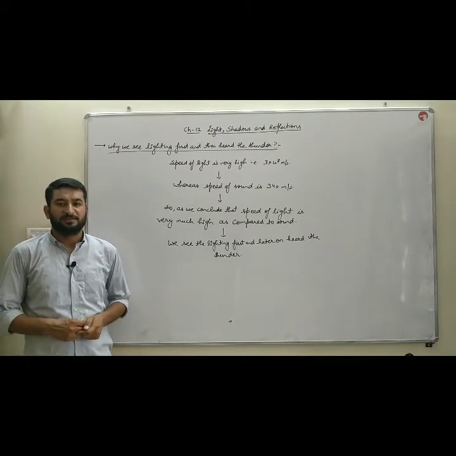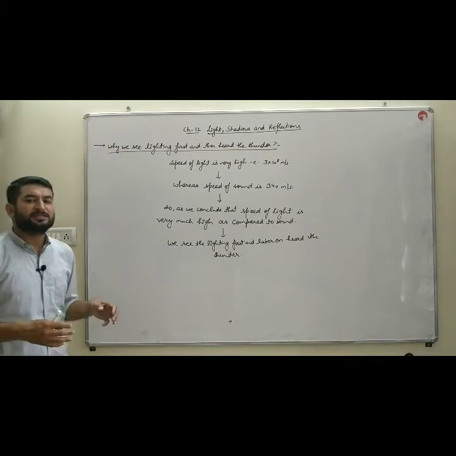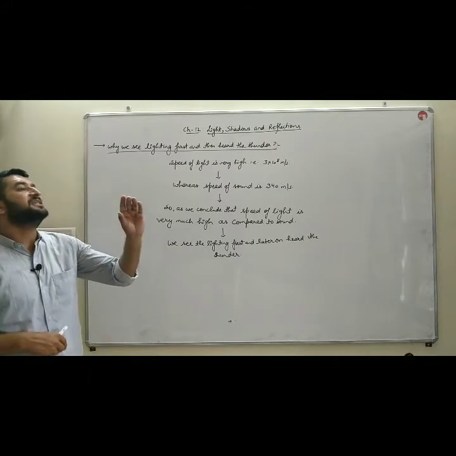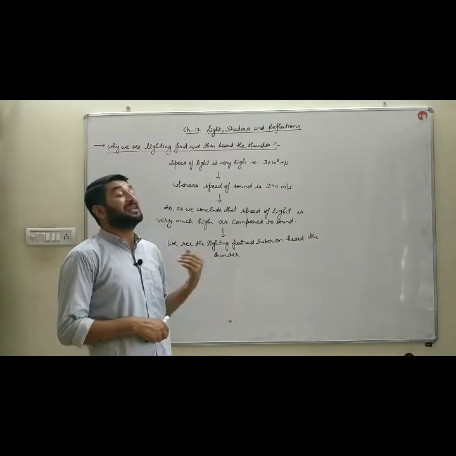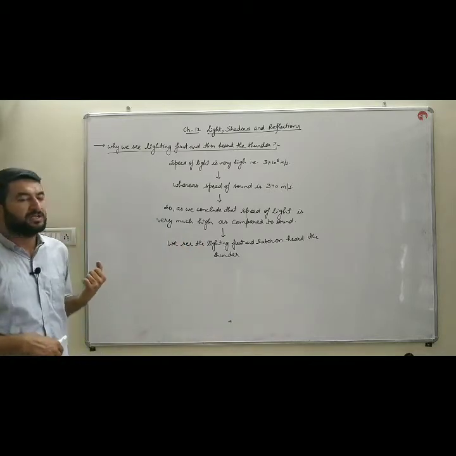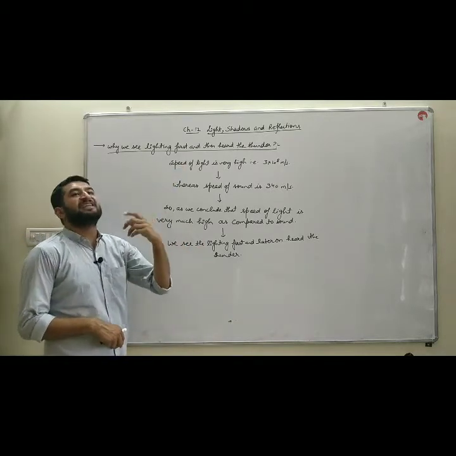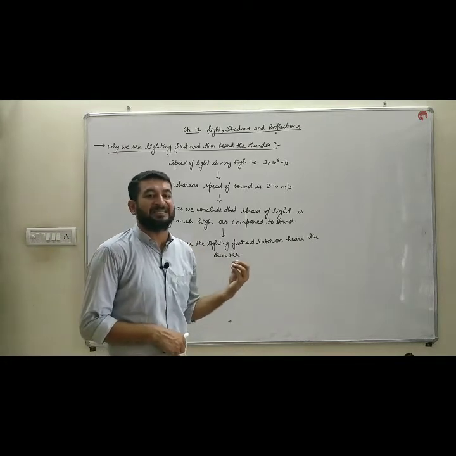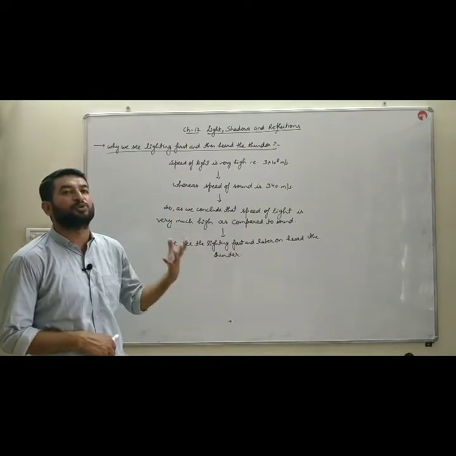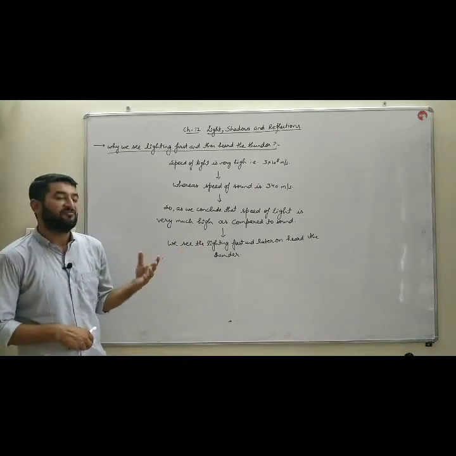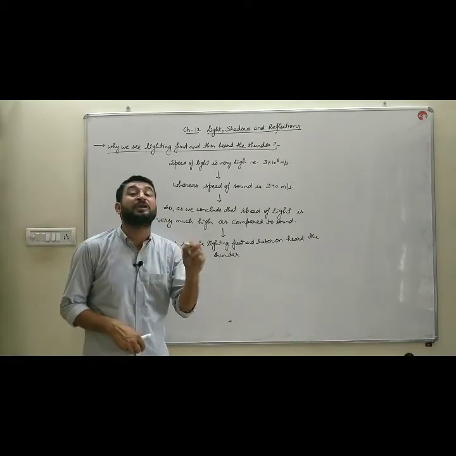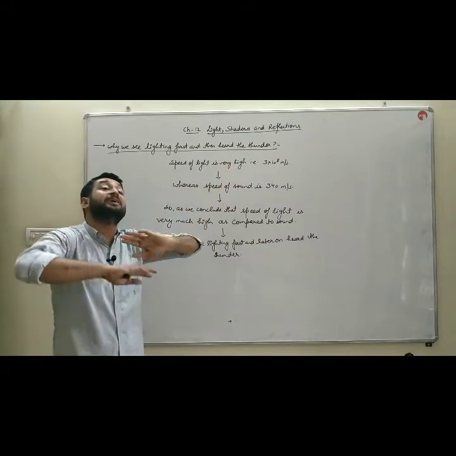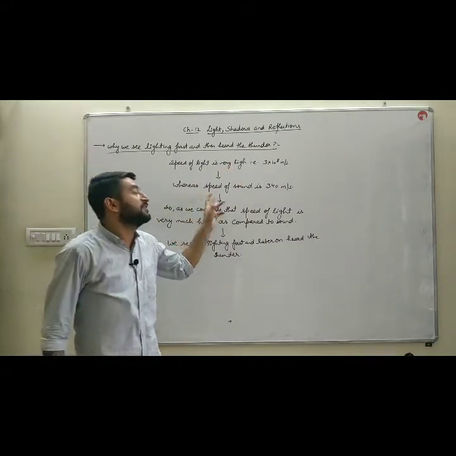Now we'll discuss why during a thunderstorm, or during a rainy day, we always first see the lightning and then hear the thunder. The speed of light is very high, that is 3 into 10 raised to the power 8 meter per second, approximately 30 crore meter per second, whereas the speed of sound is only 340 meter per second. So the speed of light is quite much bigger as compared to the speed of sound.